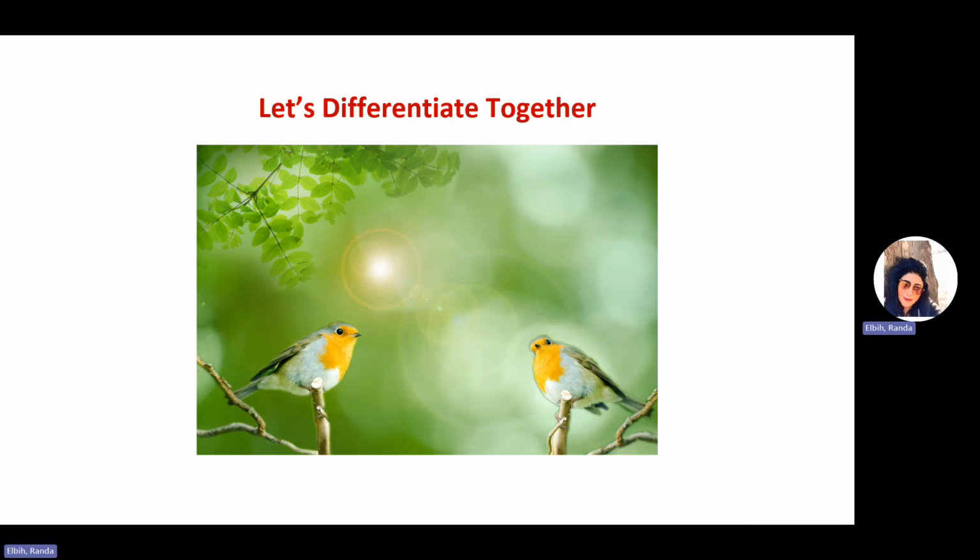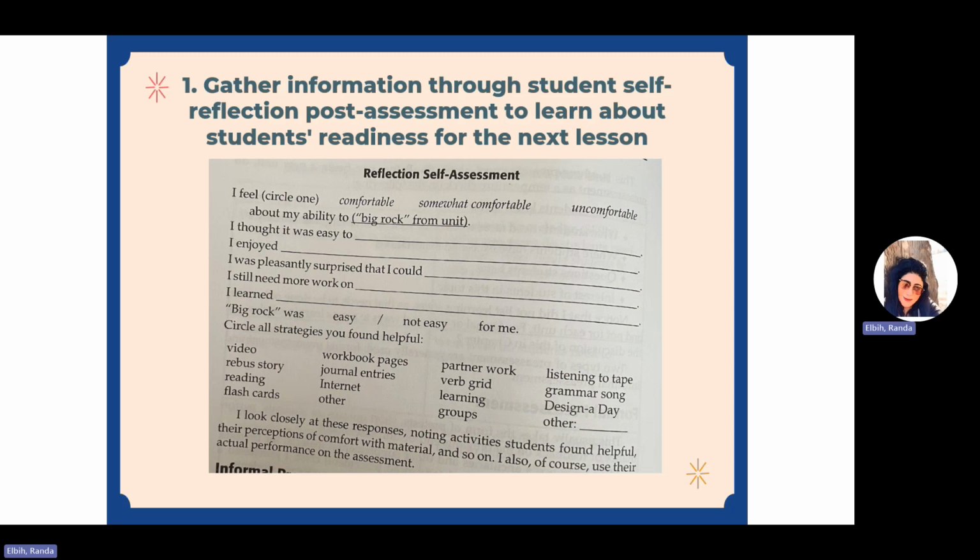So let's differentiate together, okay? And here's where you're going to pause the video at every step. The first step is to gather information through students' self-reflection, pre-assessment to learn about students' readiness for the next lesson or next unit. So you're going to give them the pre-assessment before beginning a new unit or new lesson, okay?